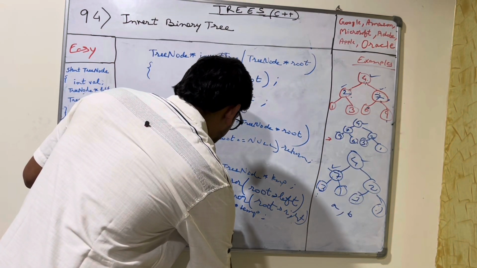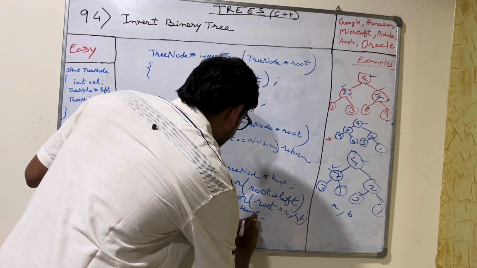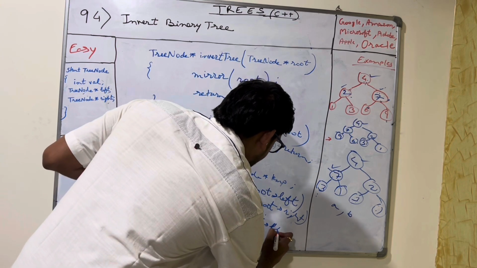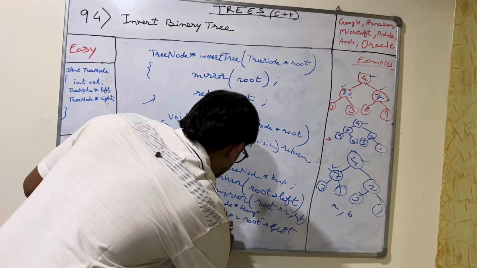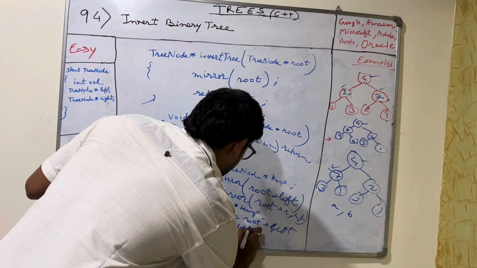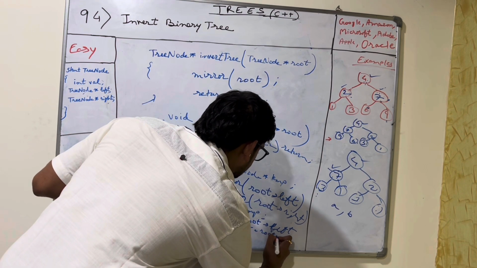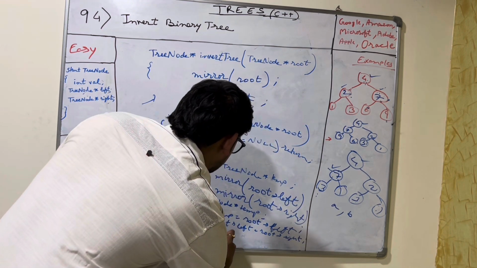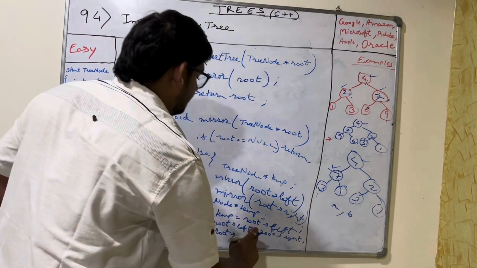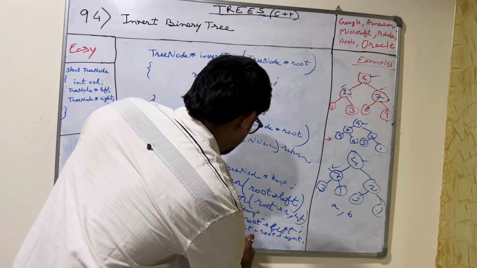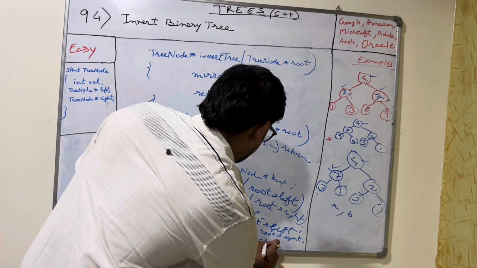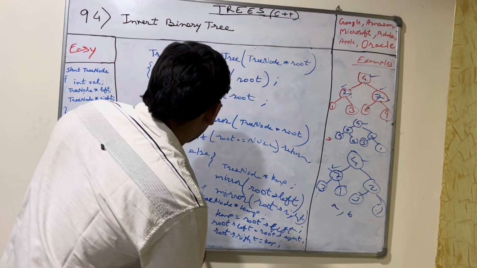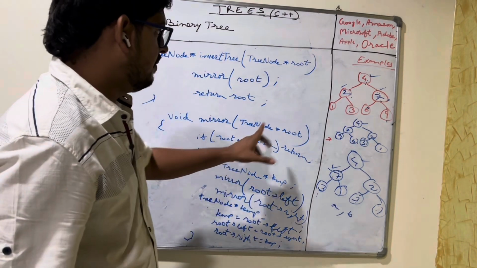So now what we'll do is, temp is equal to root left. We are storing the root left pointer in temp, and then we will make root left equal to root right. And then, since we have stored root left, we'll make root right equal to temp, which contains the root left value. So this interchange we have done, and this will make the inversion.